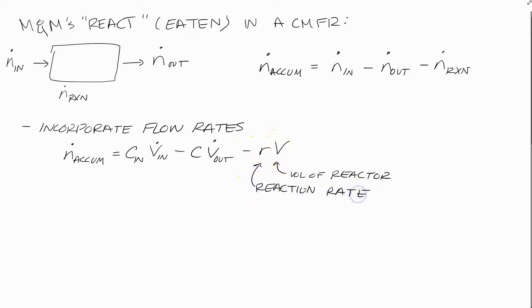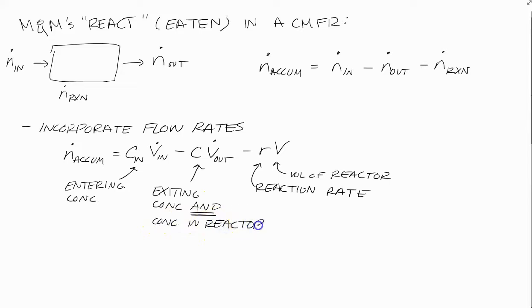So with this term, you always have to remember to be really, really careful with your reaction rates and the units on there. So here C_in is the entering concentration, and C is the exiting concentration and the concentration within your reactor, because it's this ideal completely mixed reactor.